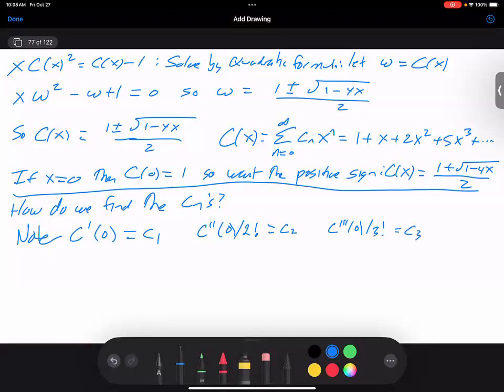Because if I take 3 derivatives, the terms of constant, linear, and quadratic in x vanish. If I take a term of degree 4 or higher, if I take 3 derivatives and then set x equal to 0, they vanish. The only term that survives is the x cubed term. So x cubed, when I take 3 derivatives, gives me 6, which is 3 factorial. And so I just get 6 times c3 will be the third derivative. So we can find the coefficients. We just have to take the derivatives of this.